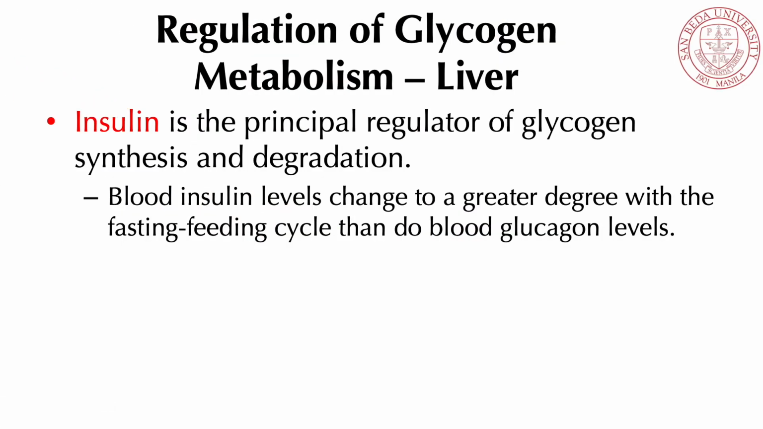Now, going back to insulin. Insulin is the principal regulator of glycogen synthesis and degradation. Blood insulin levels change to a greater degree with the feeding-fasting cycle than do blood glucagon levels. Now, besides making use of the tyrosine kinase pathway, insulin is likewise able to affect the expression of GLUT4 transporters on hepatic cell surfaces and activation of glycogen synthase through activation of another signaling pathway, the PI3K-AKT pathway, which we shall be discussing next.